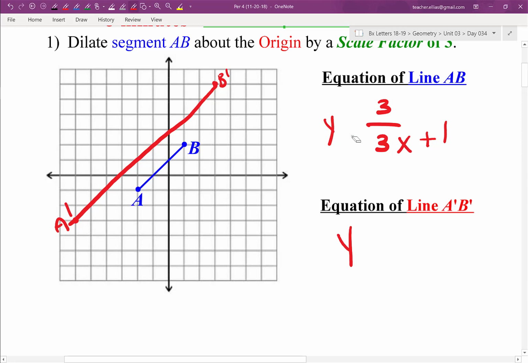Give her like 14 more seconds. Where is Miss Lola? What's 9 divided by 3? What do you notice about the slopes? Good. What happened to the y-intercept? Plus 3. How?